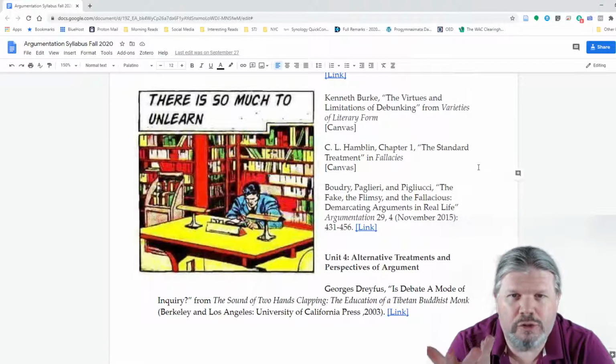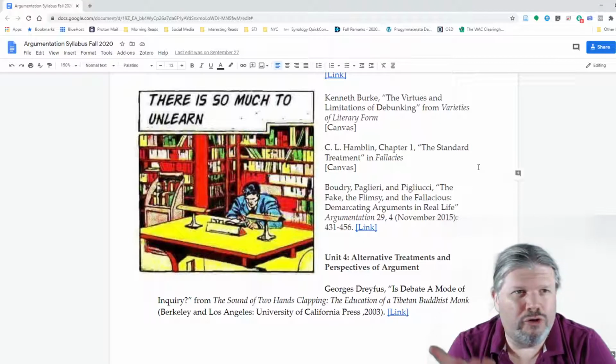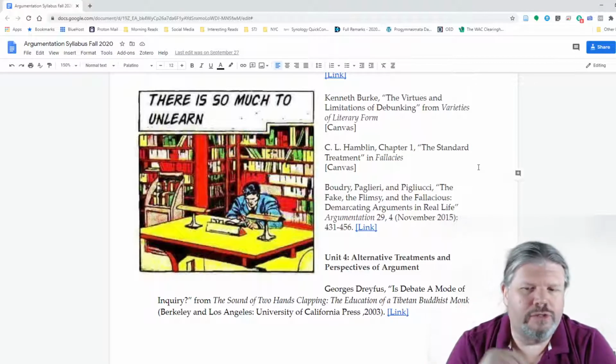So that's the best example, as Burke says. You don't have to argue 100% scorched earth. And if you do, you're actually damaging the positive benefits of argumentation right there.